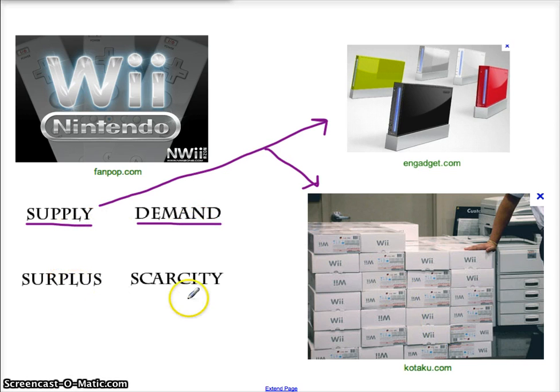And that brings us to these terms here, surplus and scarcity. If the supply is greater than the demand, there is a surplus. If you're going to write a book and order 1 million books to sell, and you don't have 1 million people to sell books to, then you have a surplus of books.